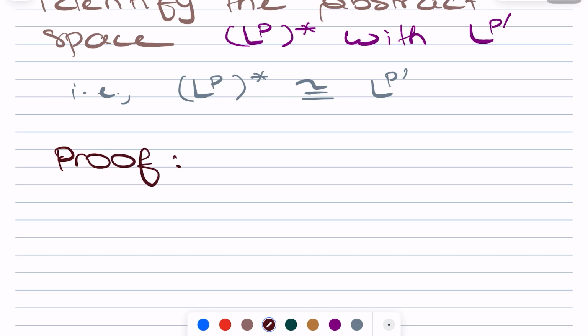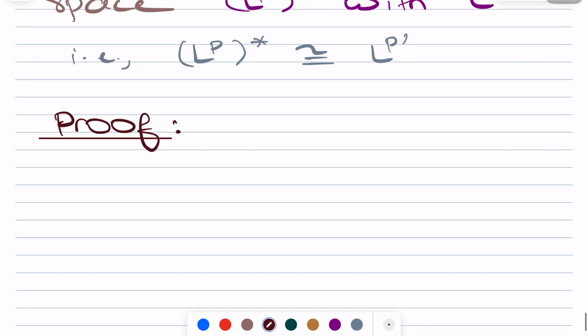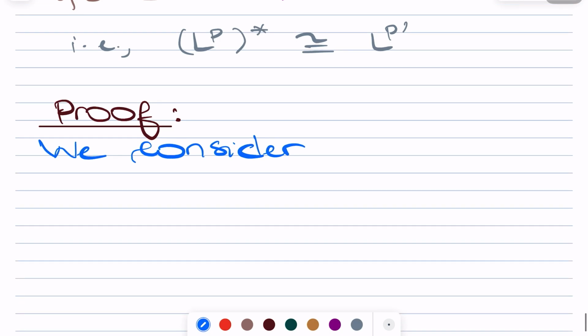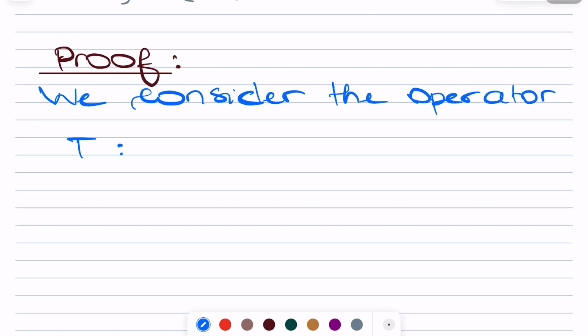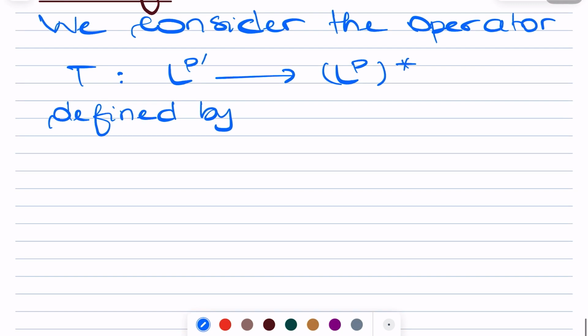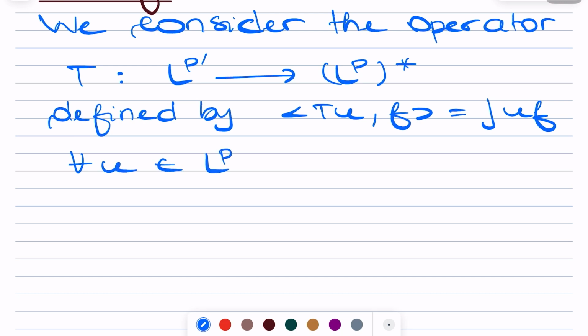Proof of the Riesz Representation Theorem. Okay, so we consider the operator T from LP prime to the dual, defined by: the dual pairing between TU and F is equal to this integral, for every U in LP prime and for every F in LP.